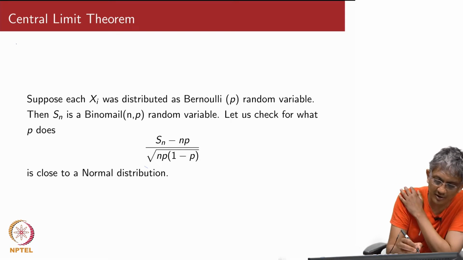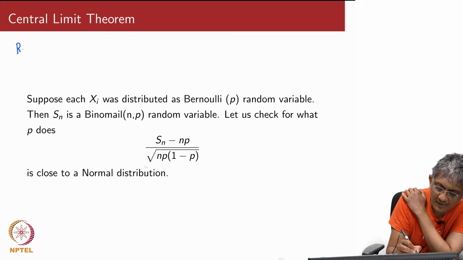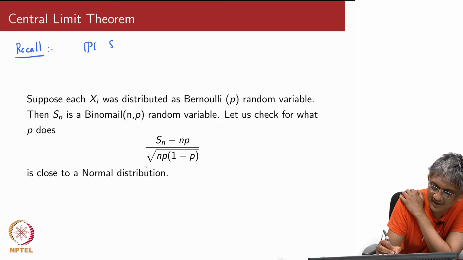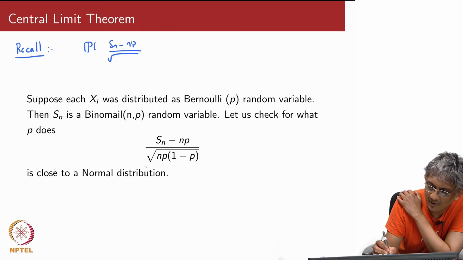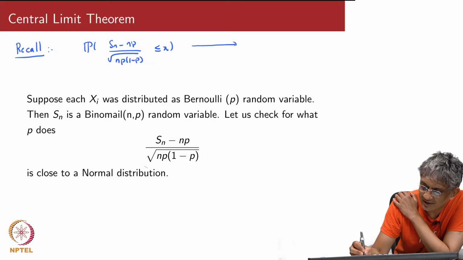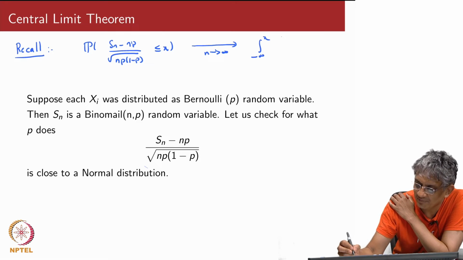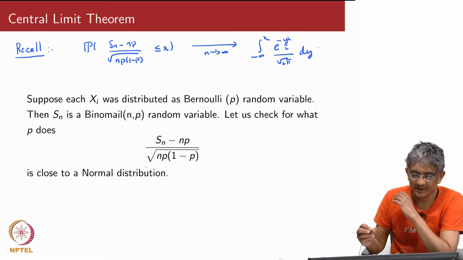So, just recall, the central limit theorem says that the probability that (Sn minus np) by root of np times (1 minus p) is less than or equal to x converges, as n goes to infinity, to the integral from minus infinity to x of e to the minus y squared by 2, over root 2 pi. That is what the central limit theorem says, right.